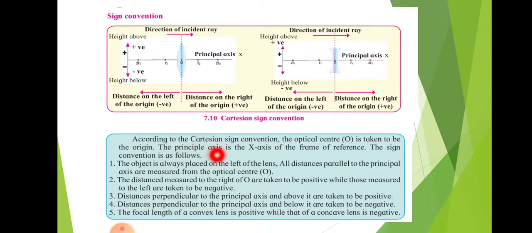The principal axis is the x axis of the frame of reference, and let us see what the sign convention is. The object is always placed on the left hand side of the lens. So here the object will always be on which side? Left hand side, okay. The object is always on the left hand side, not on the right hand side. So the object will always be on the left hand side, okay.